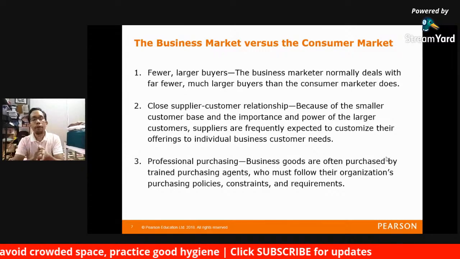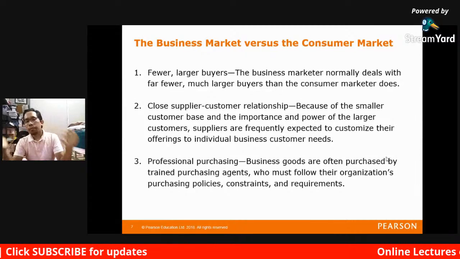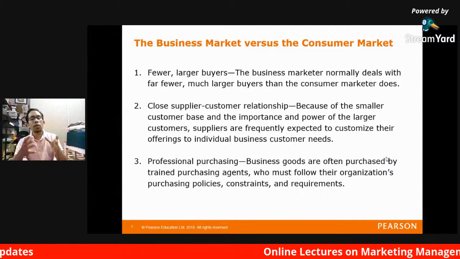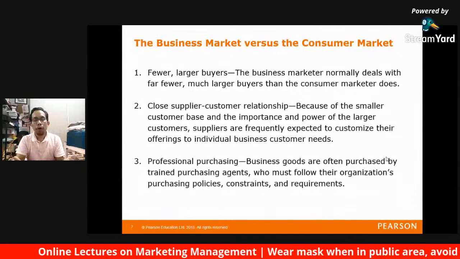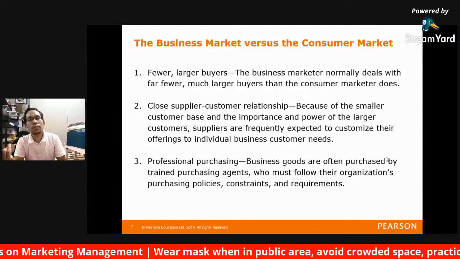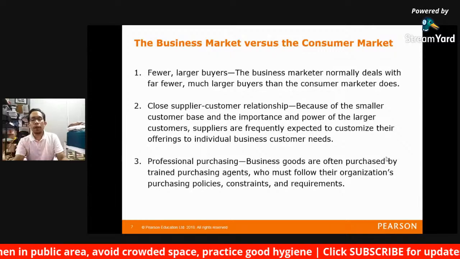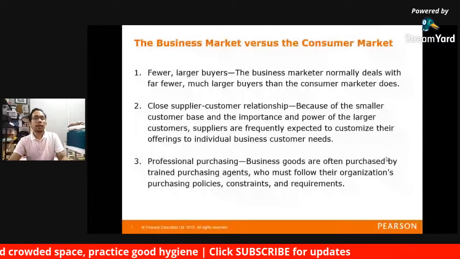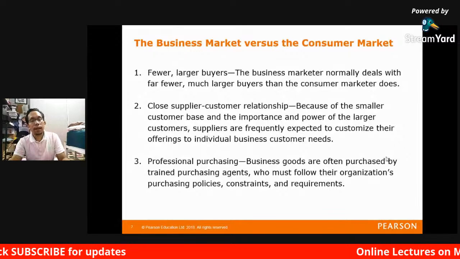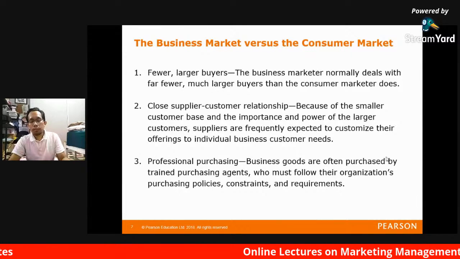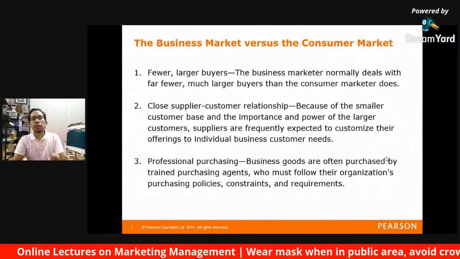But in the consumer market, I mean for household use, the maximum quantity that you want to put in your canister or whatever kind of box is only around 2 kilos. 2 kilos maximum. And if you have extra, you might keep it in storage for your future supply, not for business purposes. Close supplier-customer relationship.